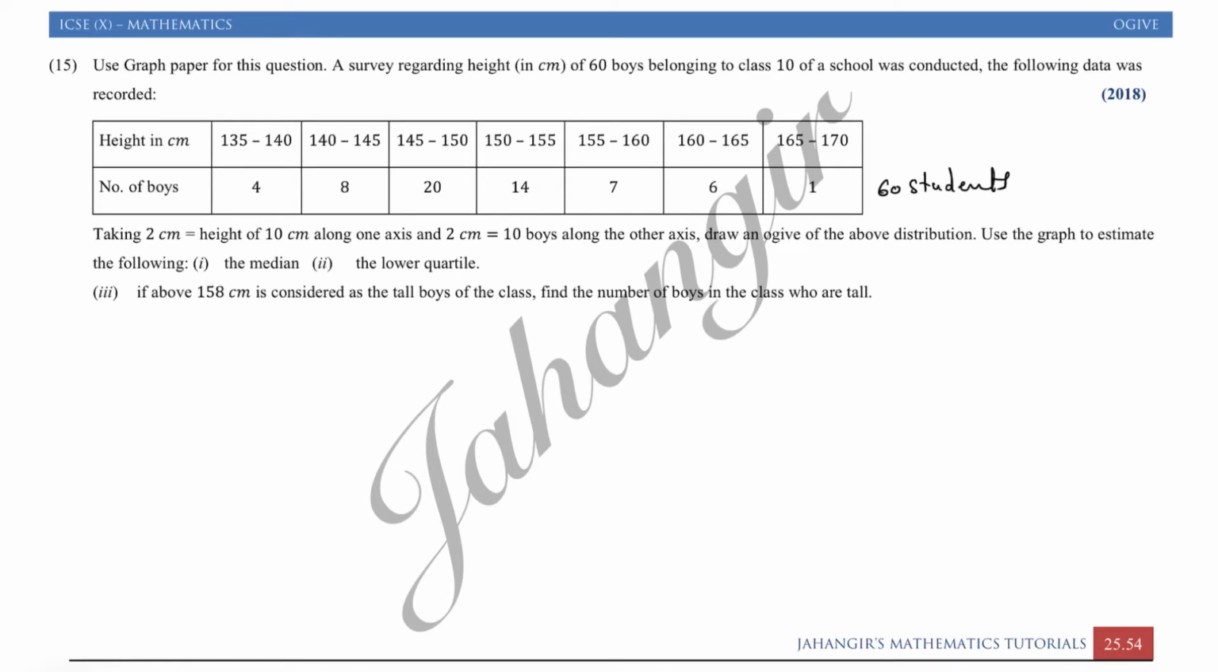So we can take 2 centimeter is equal to height 10. See here we have 5 centimeter gap. What does it mean? 1 centimeter is equal to 5 centimeter height hai. And on another axis 2 centimeter is equal to 10 boys. So 1 centimeter is equal to 5 boys hai. Draw an ogive of the above distribution. Use the graph to estimate median. That we can do.